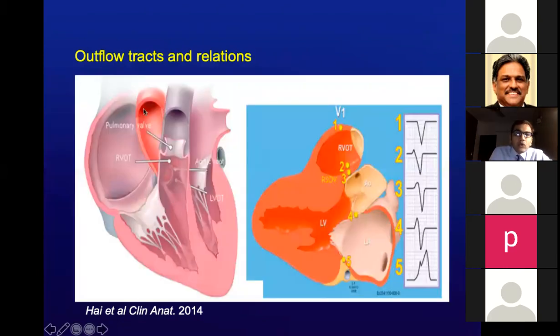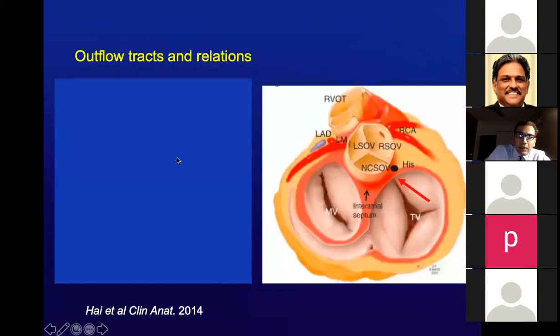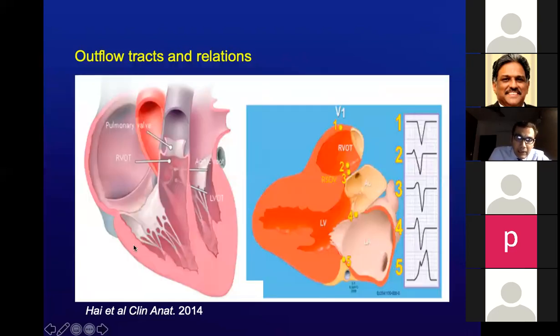Now, coming to the relationship between the outflow tracts themselves. Remember, the pulmonary artery is anterior to the aorta, but the pulmonary artery crosses from the right side of the body towards the left side, whereas the aorta starts off from the left side and then curls around to form the arch from the right side, after which it descends down as the descending aorta.